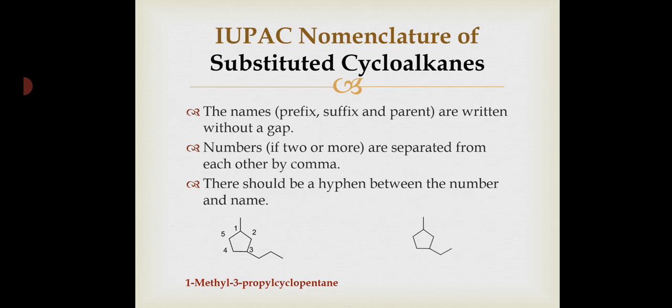This is again a cyclopentane ring having an ethyl and a methyl substituent. Now who will get preference? Ethyl will get preference over methyl because E comes before M. So now the numbering will start from here. Ethyl will be numbered as 1 and methyl is occupying position 3. So now what will be the name of this compound? The name of this compound is 1-ethyl-3-methylcyclopentane.